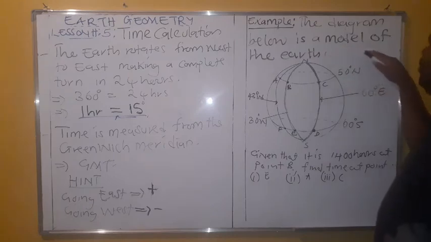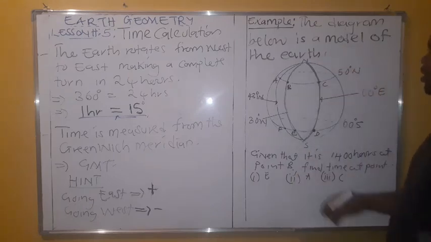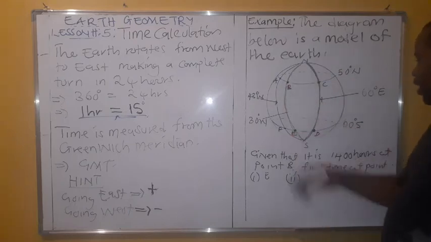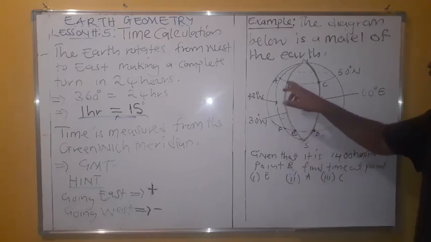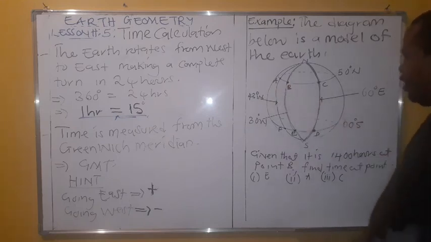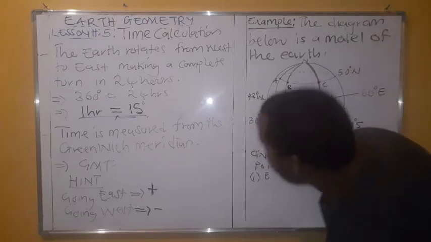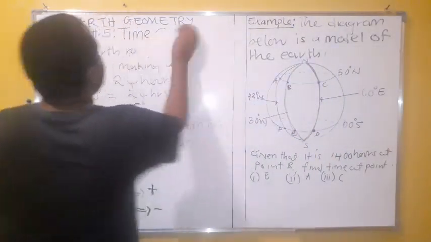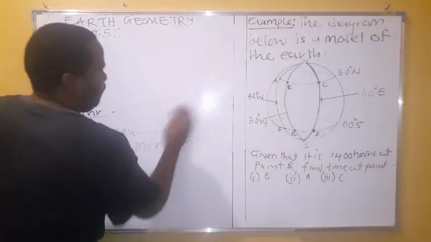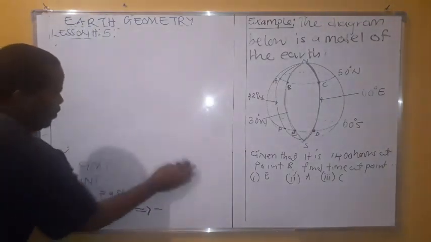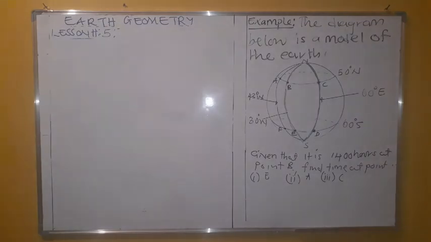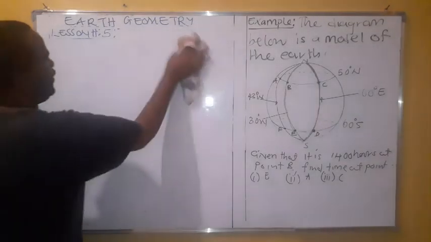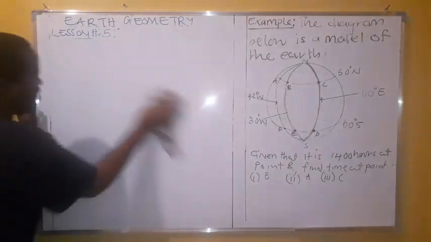We are saying the diagram below is a model of the surface of the Earth. So we have got this model and we have these points from A up to F. Now we are saying, given that it is 14 hours at point B, find the time at point E. Let's find the time at point E. When you are dealing with point E, you look at the longitude of E and the longitude of B, compare first.